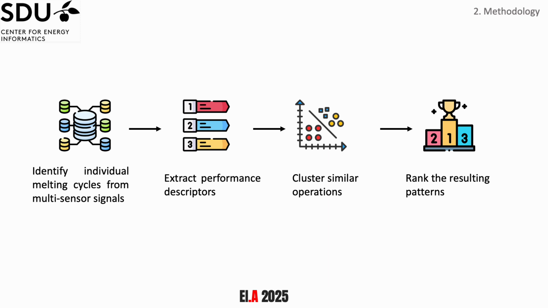The framework is structured in 4 steps. The first step is to identify individual melting cycles from multi-sensor signals, the second step is to extract performance descriptors from those cycles, the third step is to cluster similar operations based on the performance descriptors, and the final step is to rank the resulting patterns to find the best practice.